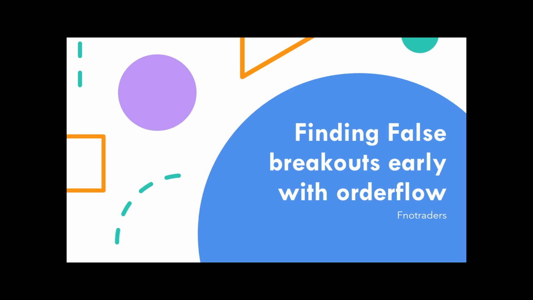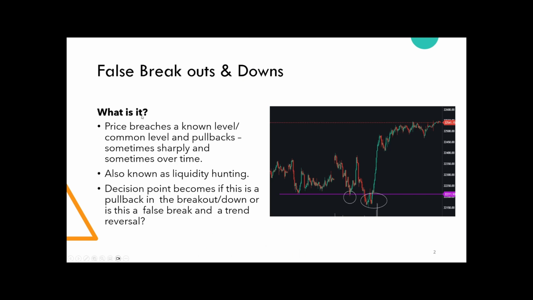Given that the nature of the markets is random, we cannot really avoid a false breakout or a breakdown. But what we can do is try to find out early if that happens, and either close a trade, reverse a trade, or find a contrarian trading opportunity, right? So typically, what is it? It is basically price breaching a known, common level and pulling back, sometimes sharply and sometimes over a couple of rotations. That is typically what a false breakout or a breakdown is.